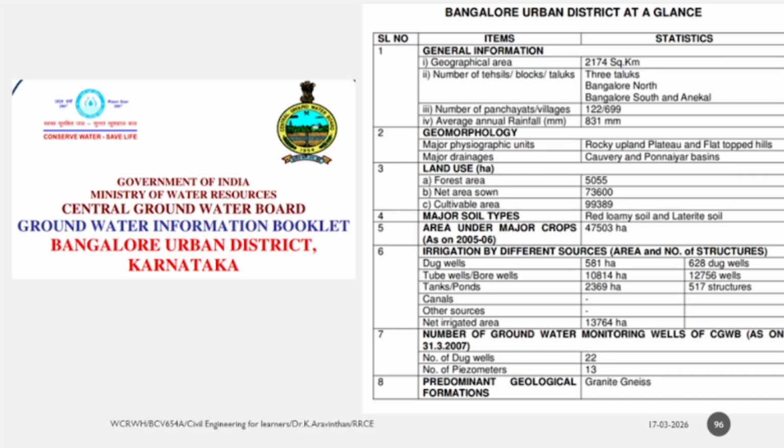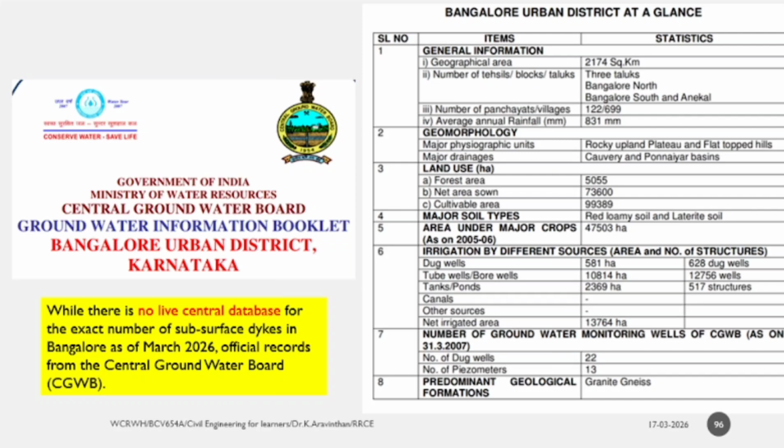Bore well means, in your house, do you have a bore well? You check, this is one among them. Totally in Bangalore, this many bore wells are there, and all the statistics you can find for Bangalore. How much rainfall is there? Bangalore urban district at a glance. This is published on the website, and this is the current statistics.